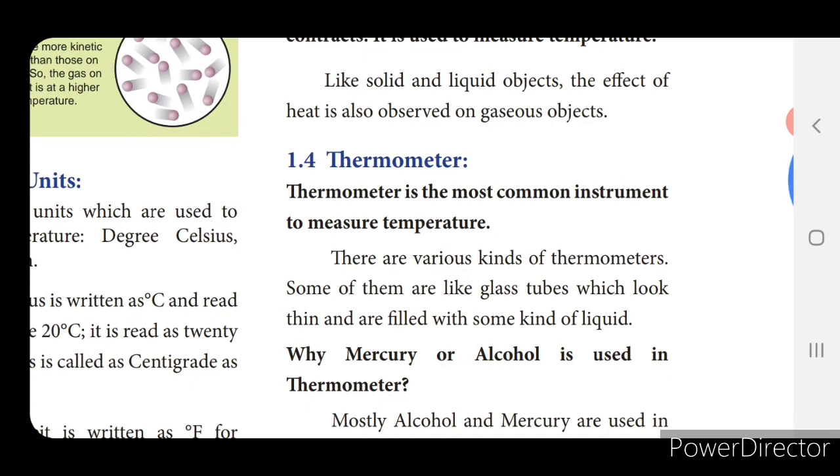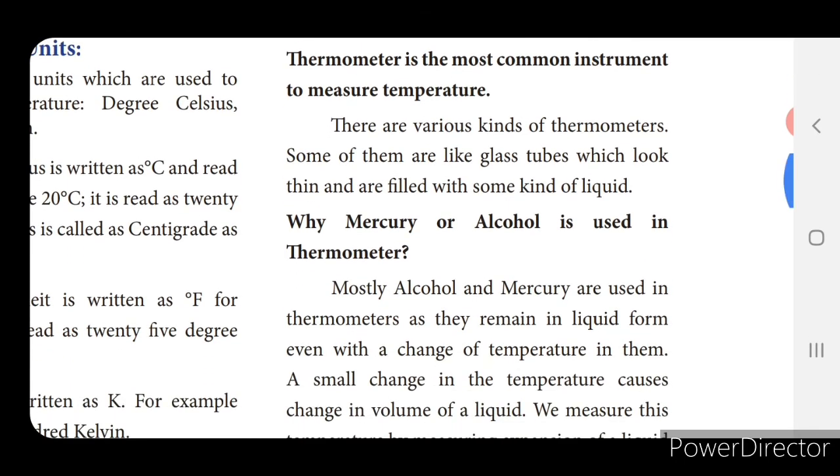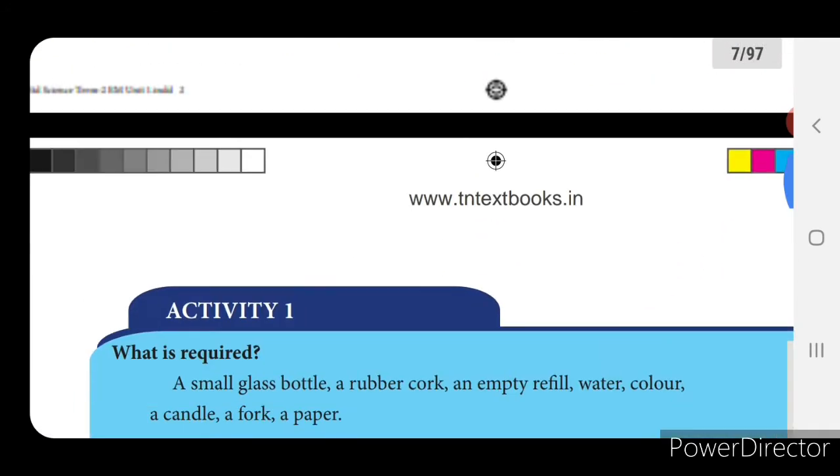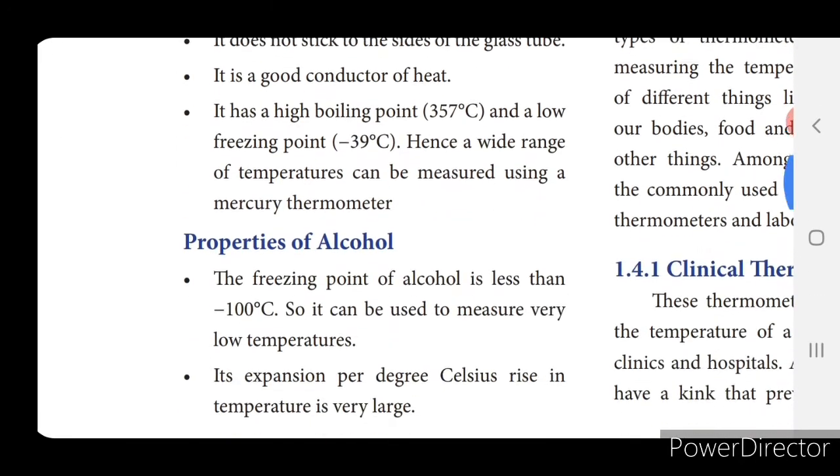Then the next one: what is a thermometer? A thermometer is the most common instrument used to measure temperature. And what is meant by thermometric liquid? The liquids which are used in the thermometer we call thermometric liquids. What are they? Mercury and alcohol. Why is mercury used as a thermometric liquid? It is given 5 properties, and alcohol 3 properties.